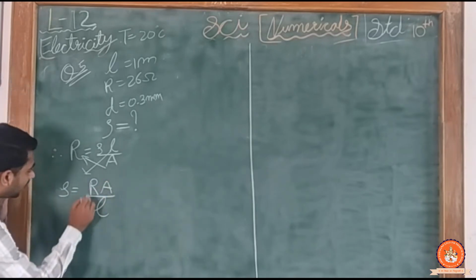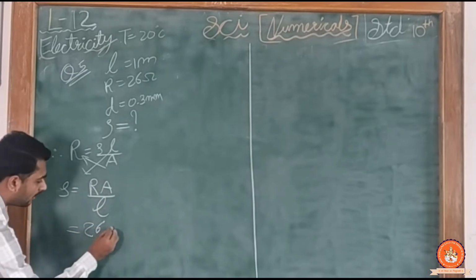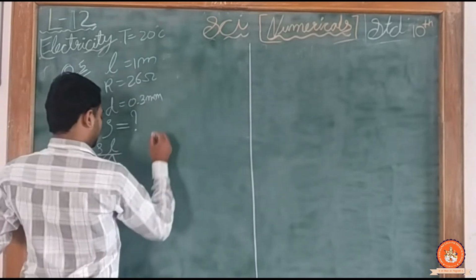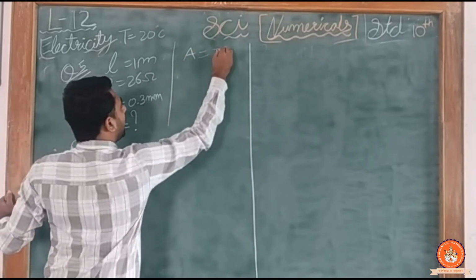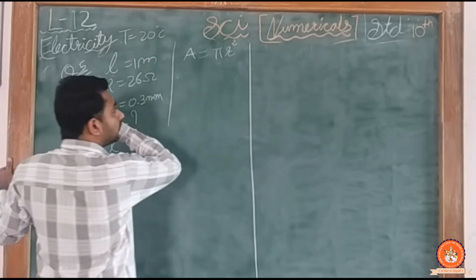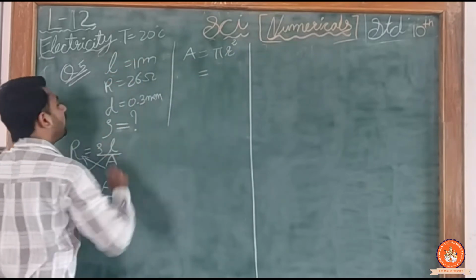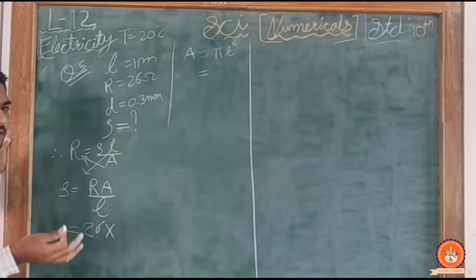So in the place of R we will write 26. Clear? Multiply by A. We don't have A, so area of cross section is equal to pi R square. Area of cross section A is equal to pi R square. Clear? So in place, we don't have r, so we will write that r is equal to d by 2, radius is equal to diameter divided by 2.